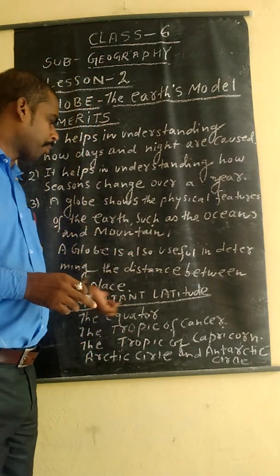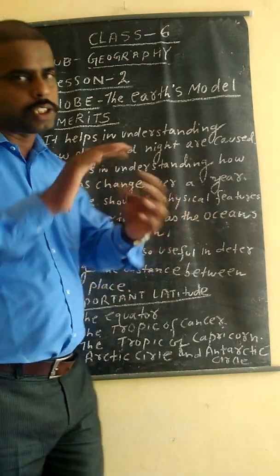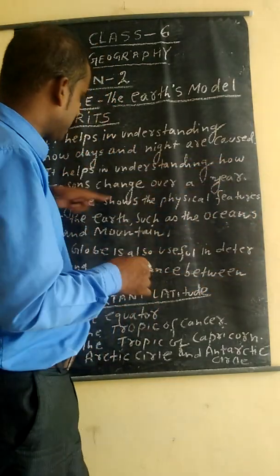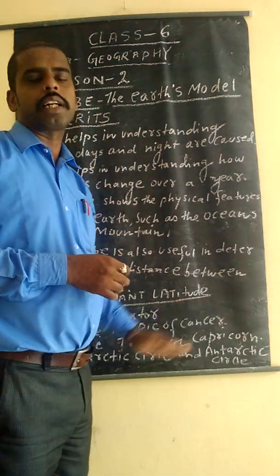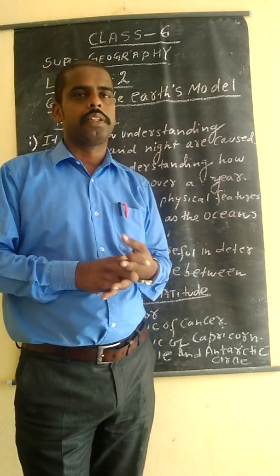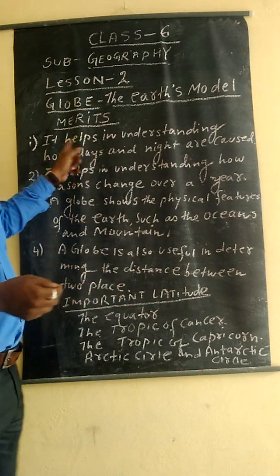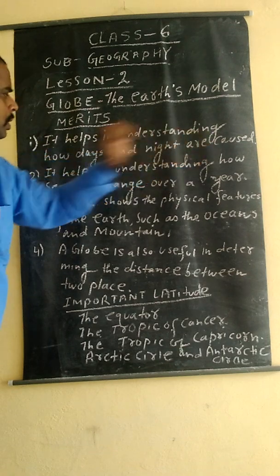Now let us discuss important latitudes. You know latitudes? East and west direction is known as latitude. Means this direction, east to west direction is known as latitudes, and north to south direction is known as longitude. There are a total of 180 parallel latitudes. So this is very important for us. So I repeat again, this globe helps in understanding how day and night are caused.